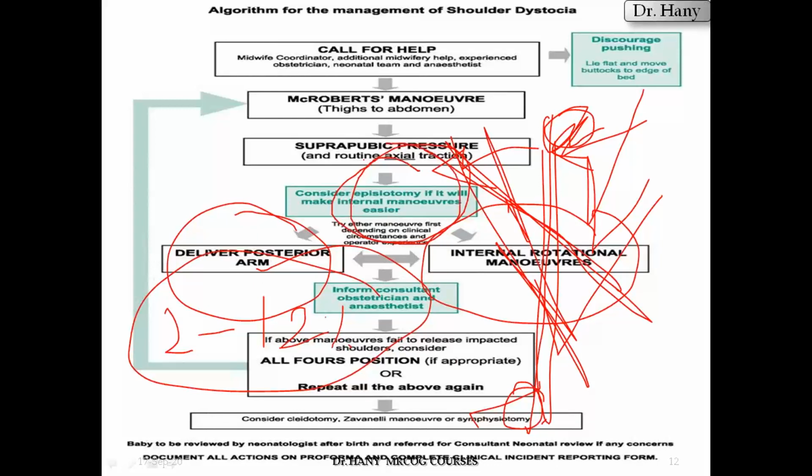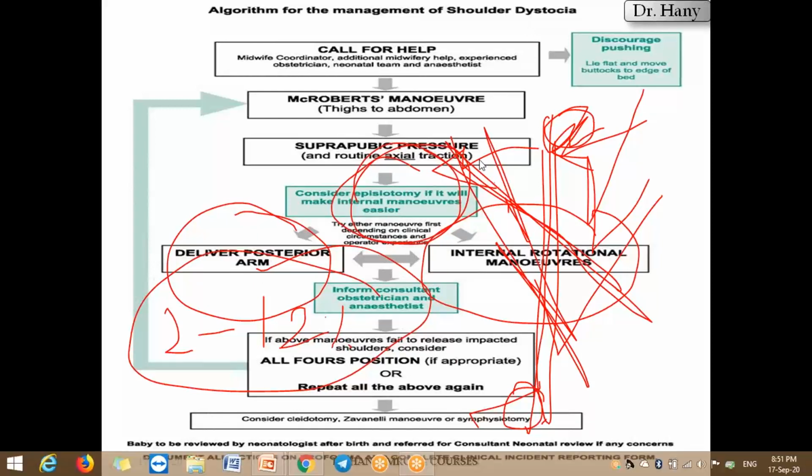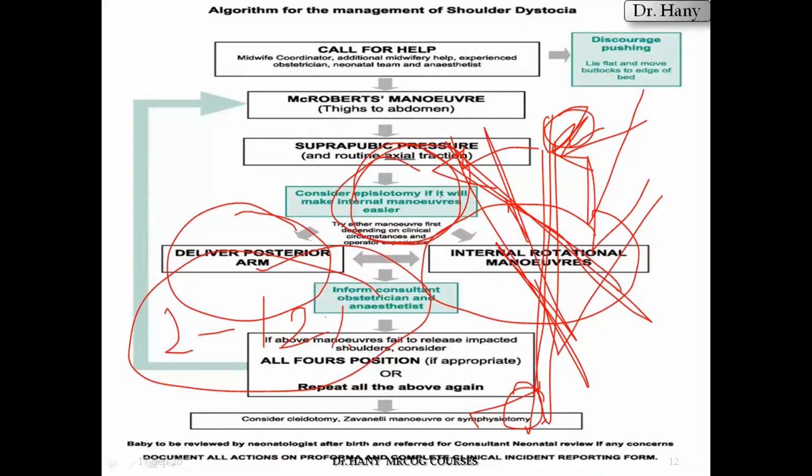Episiotomy is to make your life easy. It will not improve the impaction. It's a bony obstruction, not a soft tissue obstruction. Episiotomy is only for you to do the internal maneuver and try to deliver the posterior arm. This is how to think in the exam.